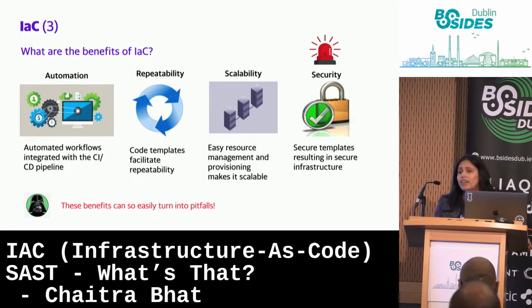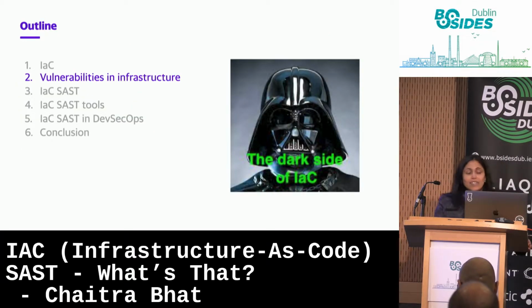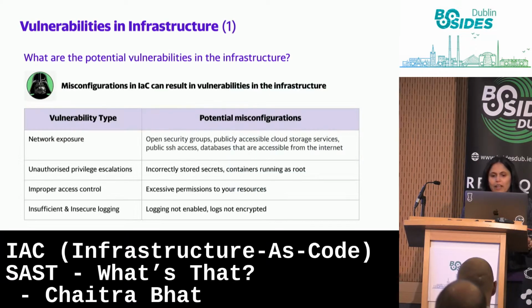And as Darth Vader correctly points out here, if you have not made sure that your infrastructure code is secure, then all these benefits that I listed here can so easily turn into pitfalls. I hope you can understand that. So, as I said, to fully appreciate why we need IAC SAST in our workflows, we need to first understand what possible vulnerabilities can happen in the deployed infrastructure because of misconfigurations in your code, right? So let's see some of the dark side of IAC now.